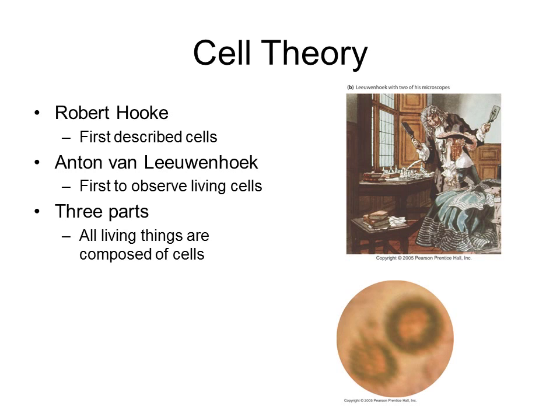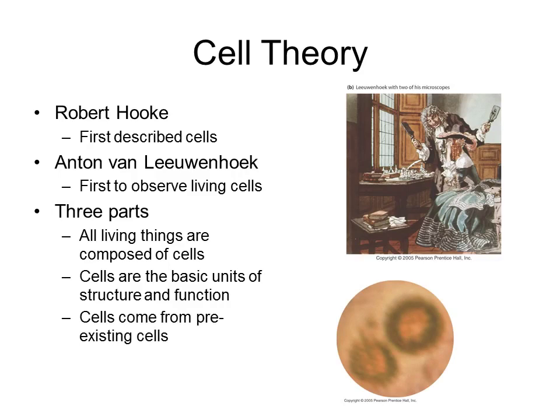The second part is that the cell is the basic unit of structure and function. In other words, you can't have anything smaller than a cell and still be alive. A cell is the smallest component of a living thing that can be considered alive. And the third part came from the idea that cells can only come from other cells, which leads to a whole new argument: where did the first cells come from? But we'll discuss that much later in this course.